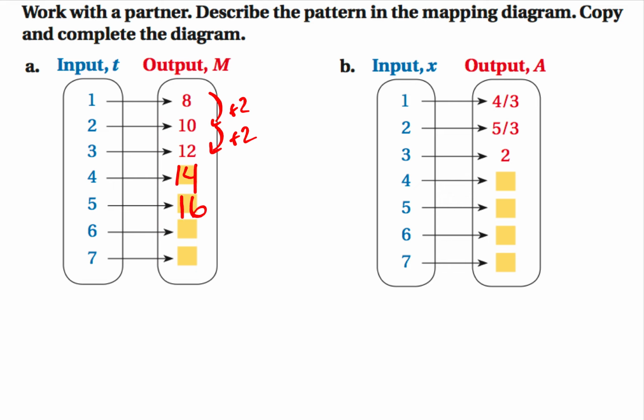5 would go to 16. 6 would go to 18. And 7 would go to 20. Just following that pattern down.